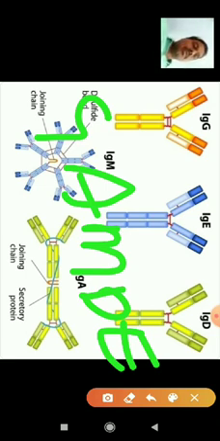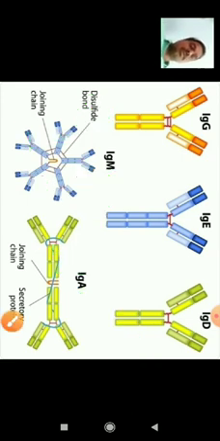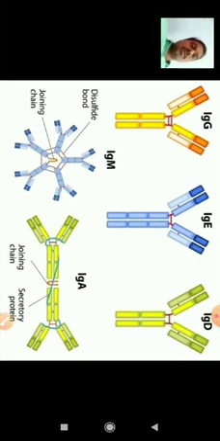G for gamma, A for alpha, M for mu, D for delta and E for epsilon. So alpha, gamma, mu, delta and epsilon. These are the types of antibodies. Now you see in the image, these are the structures of the antibodies.